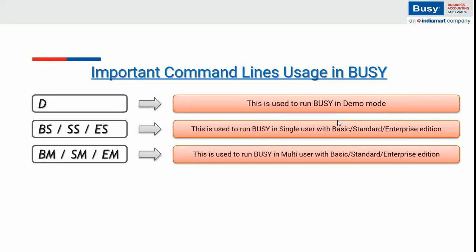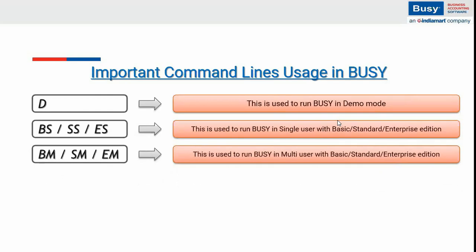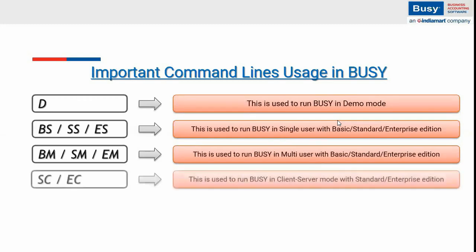All the 6 types of models can also be fixed. Similarly for the SQL model, above the 4 (BS, SS, ES, BM, SM, EM), these are the 6 Access database models. And here you can see the SC and EC. This is for SQL models.